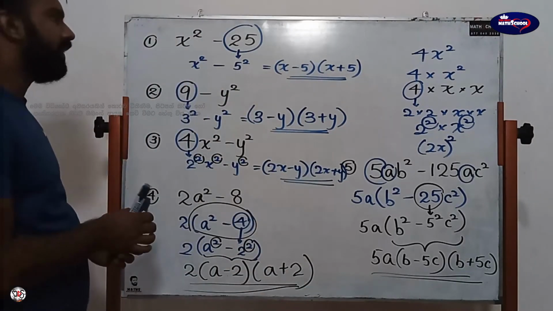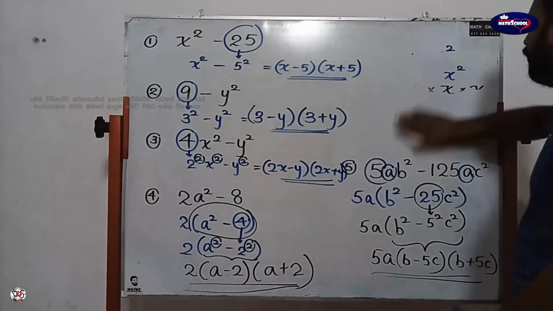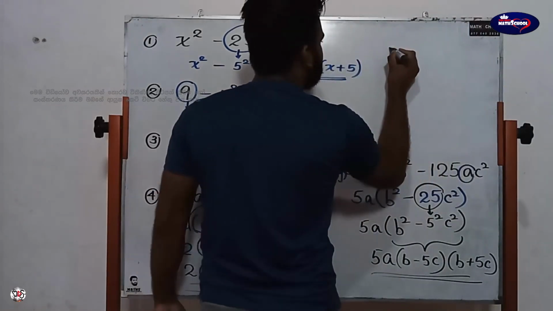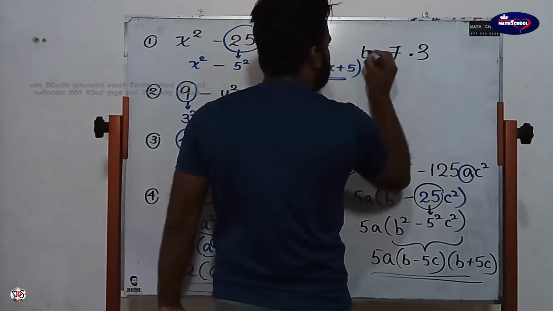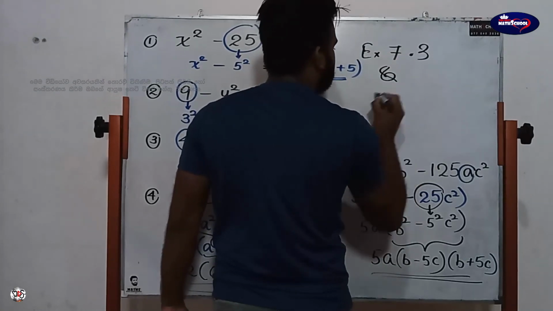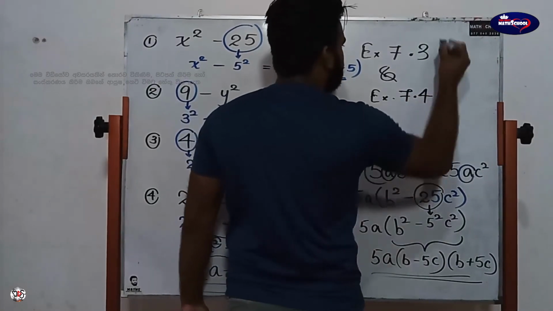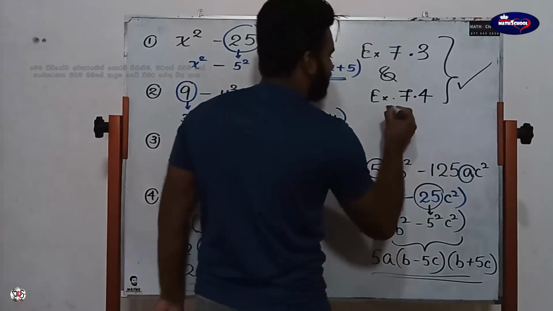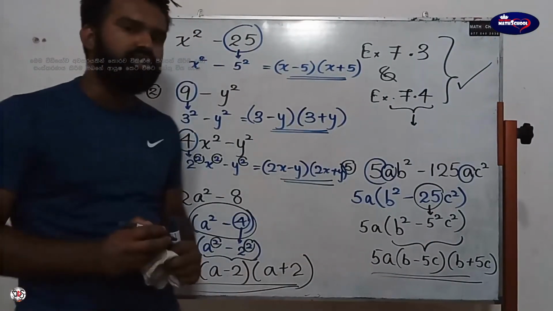Then, as homework, finished. Now this part is over. As homework, you can try exercise 7.3 and 7.4 both, from the textbook itself. Try these two from your loop. In exercise 7.4, there is something more than these things. Just do it from your loop.